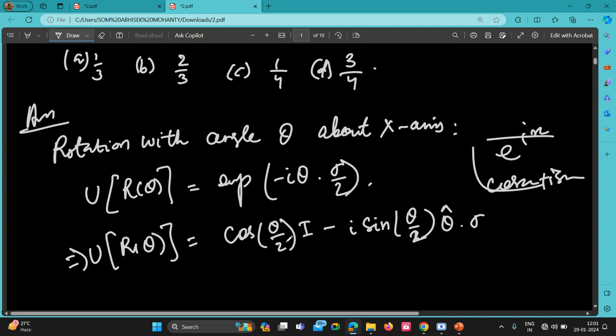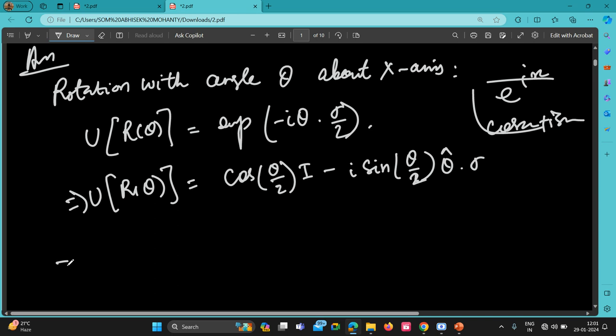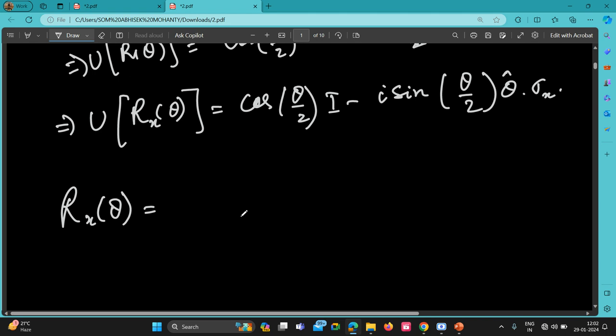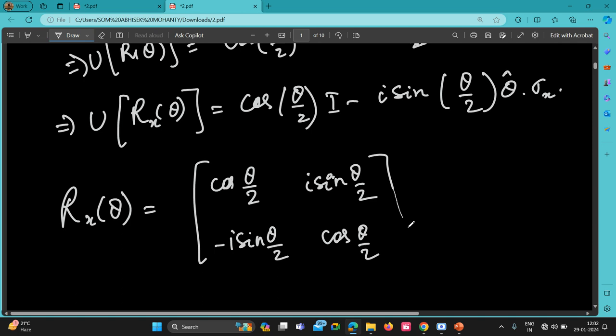Suppose the rotation is 60 degrees about the x-axis. So rotation along x axis, Rx theta is equal to cos theta by 2 I minus i sin theta by 2, theta cap dot sigma x. So Rx theta we can write as the matrix: cos theta by 2, i sin theta by 2, i sin theta by 2 minus, and then this is cos theta by 2. I can write the rotation matrix like this.